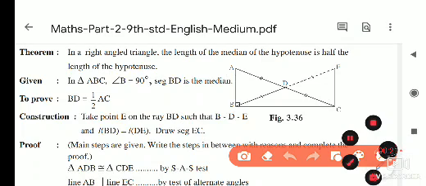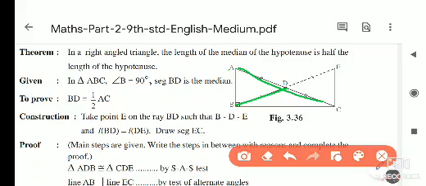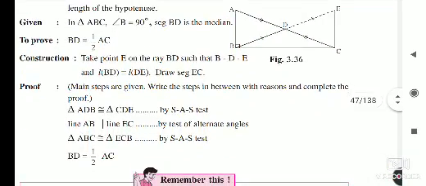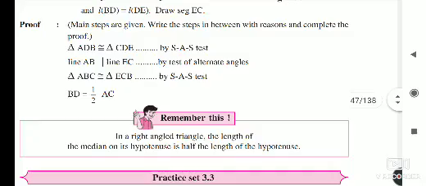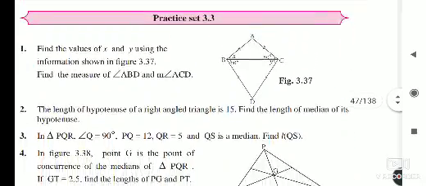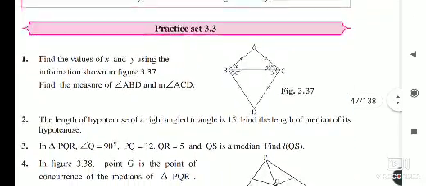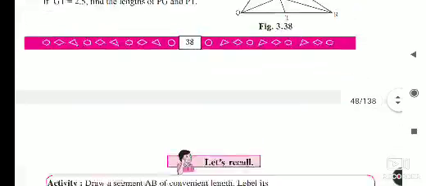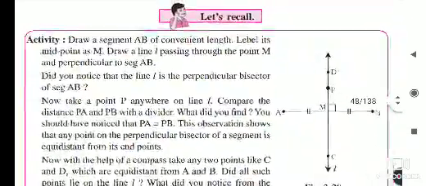So BD, from this what we understand, BD is equal to 1/2 AC. And I told you the steps and tips to complete this proof, and I hope all of you completed it. Okay, and you have to solve 3.3. So 3.3 you have to complete, and then we are taking the next part, that is the activity.